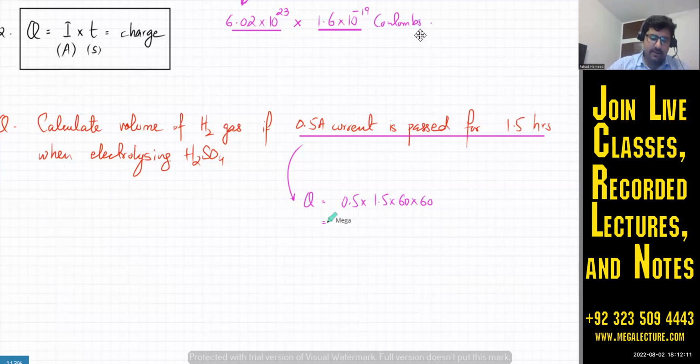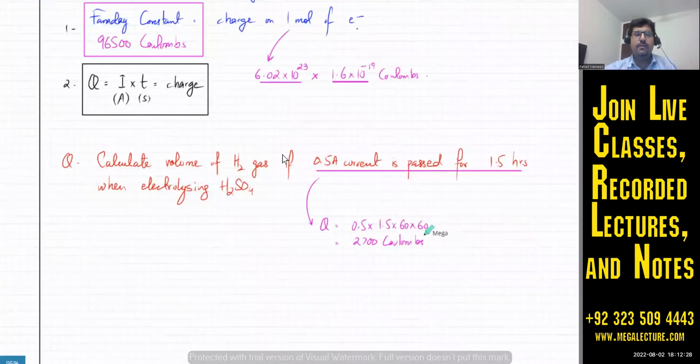So we're getting 2700 coulombs, right? Achha, what do I do with that? I figure out coulombs. Now to calculate the volume of H2 gas, I want moles. What the Faraday constant does is help you convert the charge into moles. Like, what is the Faraday constant?